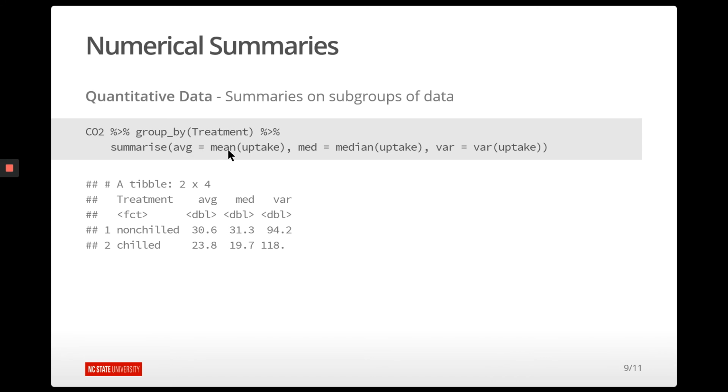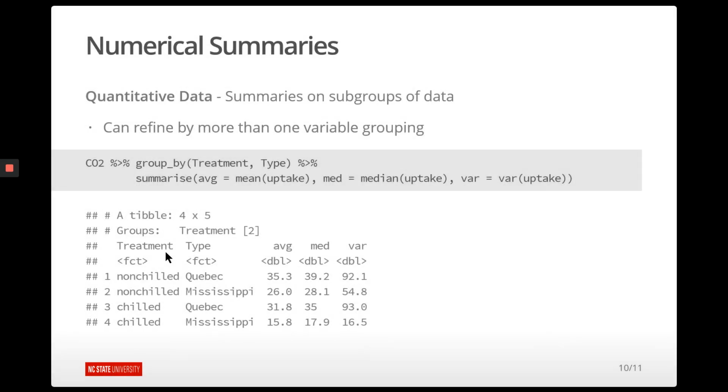And with each one of these variables we're creating, we can give it one of these sort of basic functions that we just looked at. We take the CO2 data set, group it by treatment, which is another variable from this data set, then summarize or create these three summary statistics, average, median, and variance. And you can see now we get those three values for each of our groups that treatment has. Again, not too bad. We can, of course, do more than one variable grouping. And so there's treatment in this data set and also type. So we can do group_by treatment and type, and then summarize. And now we'll get all of the combinations of treatment and type together with their summary statistics.